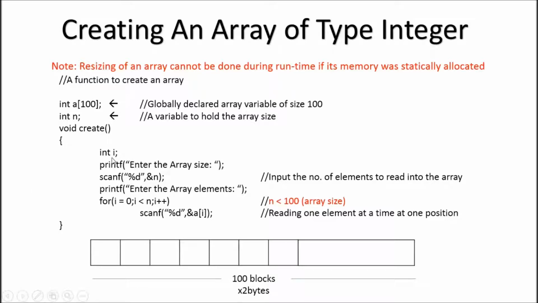Okay, we have a local variable i, integer, that we will use for the for loop. Here we say printf, enter the array size. This technique is basically called prompting the user. Whenever you want to take some input from the user, you display a message saying enter the input, enter the array size, for example, right here. That is basically called prompting the user.